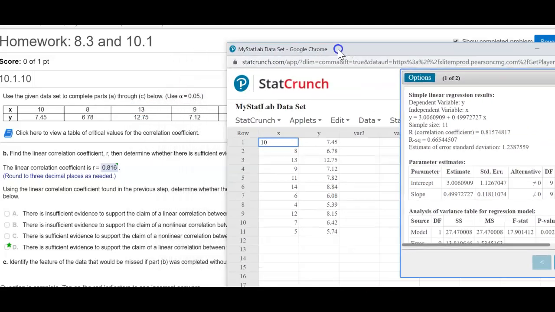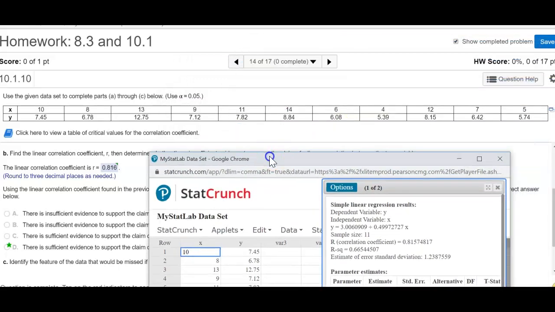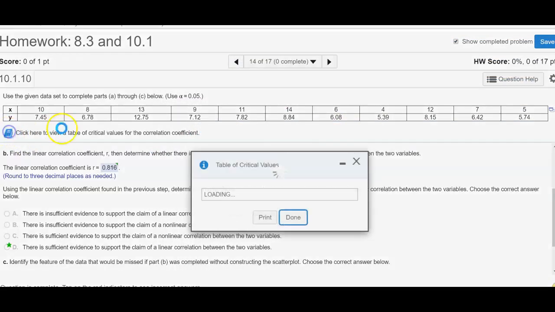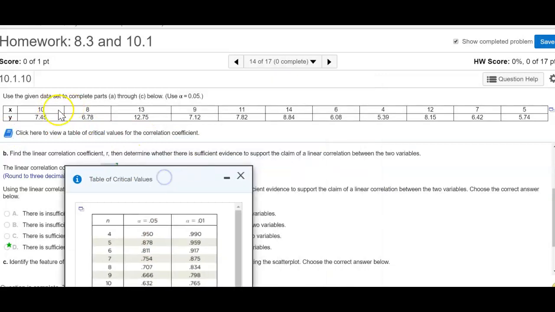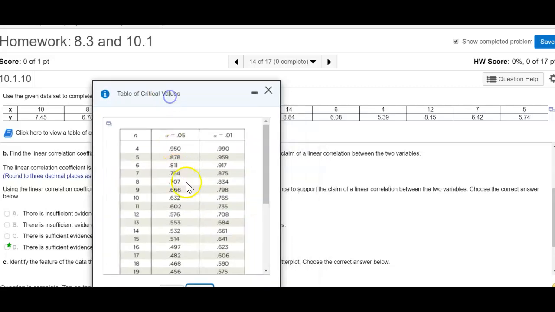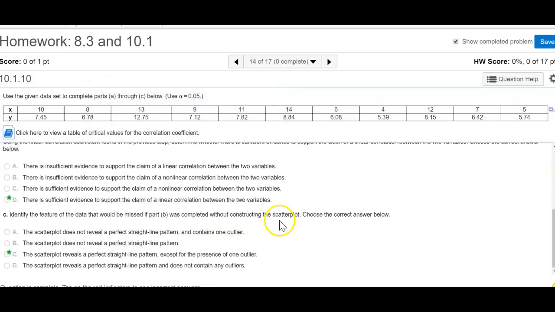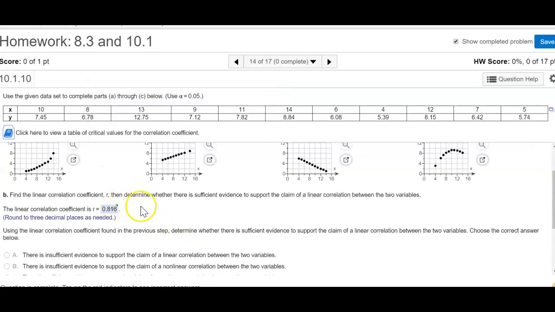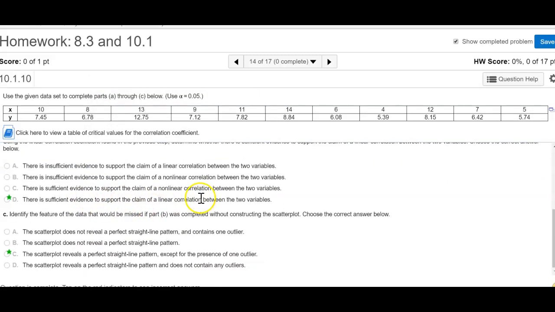So for that one, we're going to need to look at the critical values. We're looking at alpha is 0.05. They gave us this table here. We have 1, 2, 3, 4, 5, 6, 7, 8, 9, 10, 11 ordered pairs. So we would need a value of 0.602 for 0.05 alpha. We got above that, we got 0.816. So there is sufficient evidence to support the claim of a linear correlation between the variables. And then identify the feature of the data that would be missed if part B was completed without constructing the scatter plot.